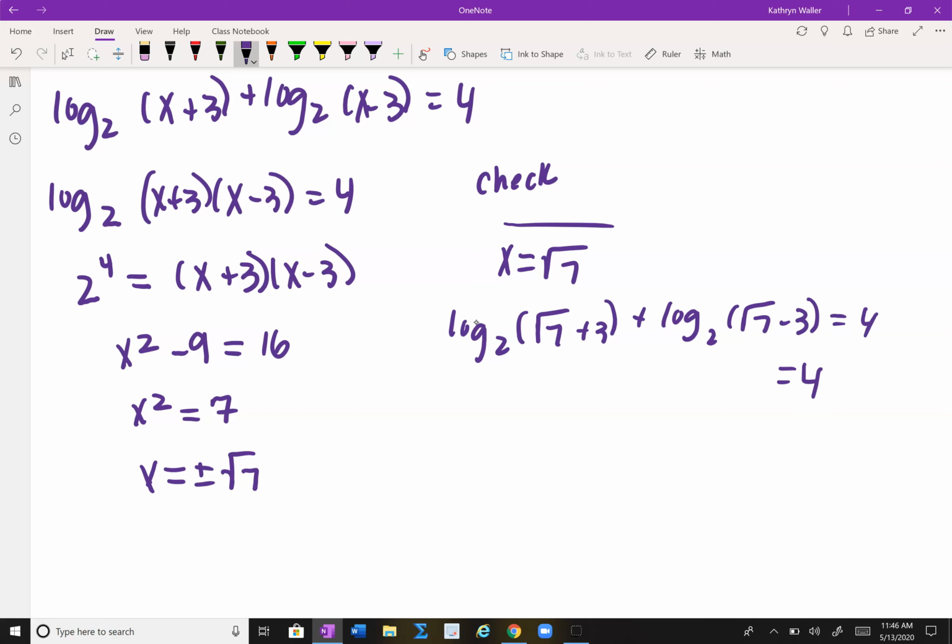On the right-hand side, this is how you put this crazy thing in. So you're going to go log of the square root of 7, close that off, plus 3, close it off, divided by log 2, close it off, plus log of the square root of 7, close it, minus 3, close it, divided by log 2, close it, enter.